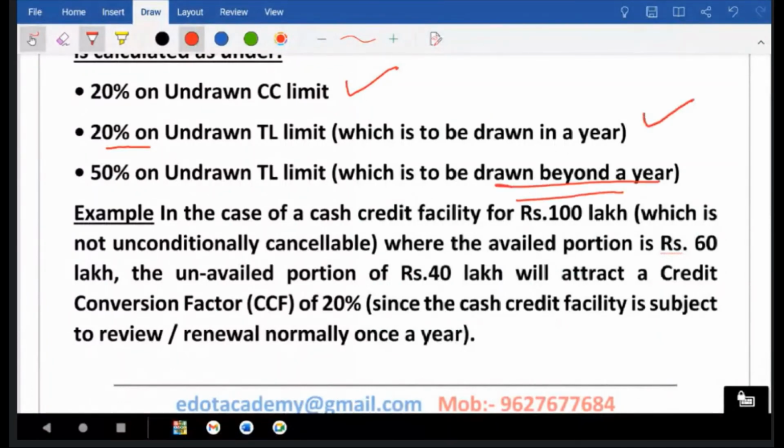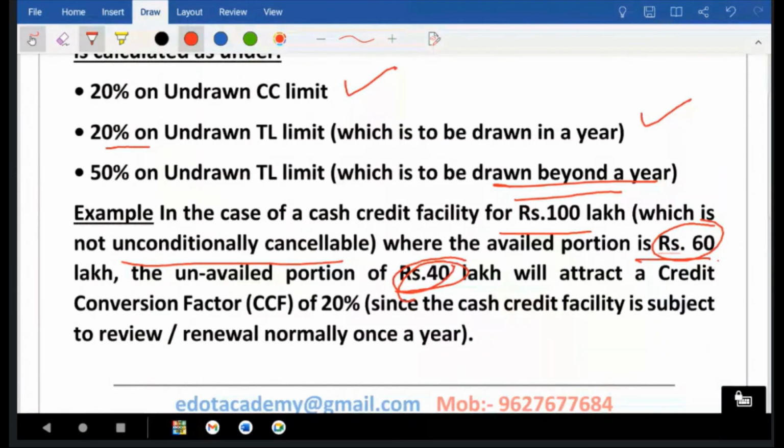Okay, I'll take an example here, it will be clear. In case of a cash credit facility of ₹100 lakh, which is not cancelable, this is a condition they have given here, the availed portion is 60 lakh. So out of 100, they have availed 60 and the unavailed portion is 40 lakh. It's clear? It will attract a credit conversion factor of 20, and you can see here now, 20.